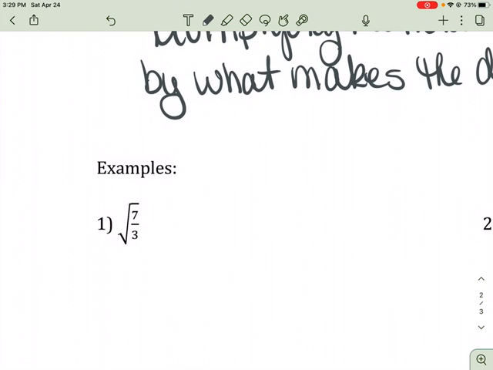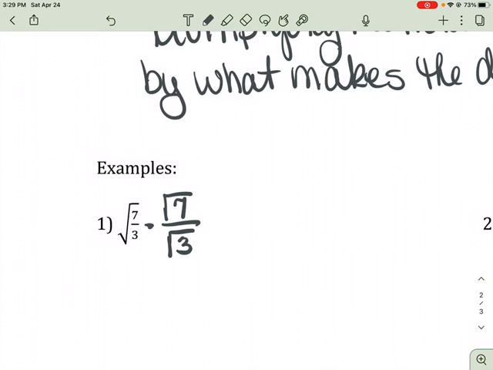Here we have the square root of 7 over 3. Okay, so we're going to split. So we get square root of 7 over the square root of 3. There is nothing we can do with 7 and 3. Okay, so 3 can't have the square root of 3 on the bottom. So I need to multiply 3 by what's going to make it a perfect, in this case, square, because we're doing square roots. If it was a cube root, I would want to multiply by what's going to make it a perfect cube.